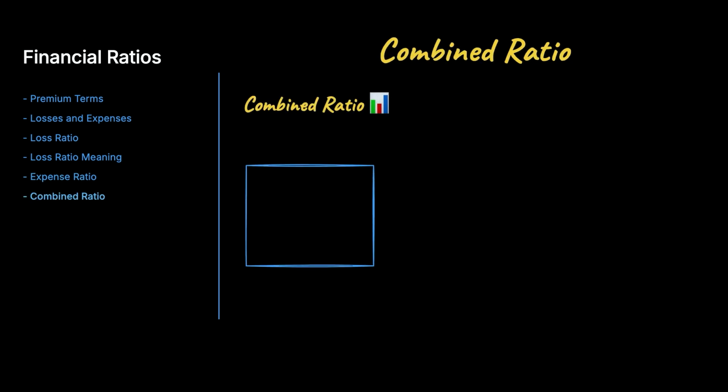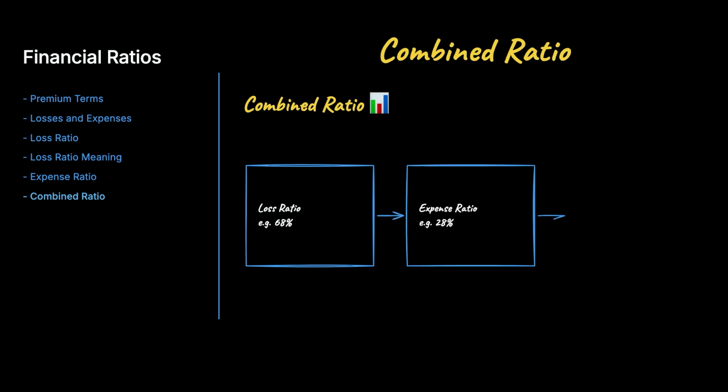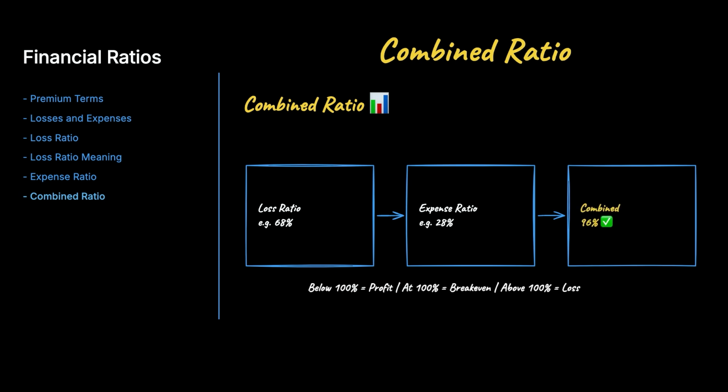The combined ratio is the single most watched measure of underwriting profitability, and it could not be simpler. You just add the loss ratio and the expense ratio together. The magic number is 100%. Below 100 means an underwriting profit, exactly 100 means break even, and above 100 means an underwriting loss.